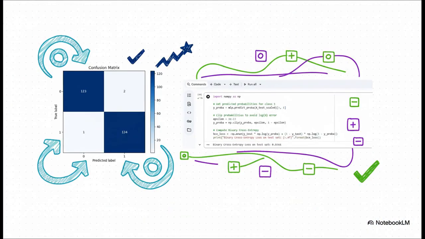And we can dig a little deeper here. The confusion matrix on the left shows us that the model only made 3 incorrect predictions out of 250 samples. That's amazing. And even better, look at the binary cross-entropy loss on the right. It's extremely low. This tells us that not only was the model getting the right answers, it was also very confident about them, which is exactly what you want to see.